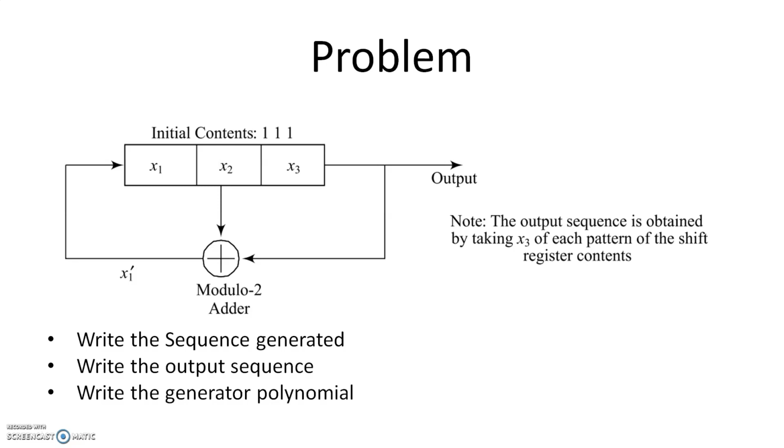The output is at the output of the third flip-flop. What is the data coming at the output of the third flip-flop? That is the output sequence. And write the generator polynomial also. What is the generator polynomial for this LFSR circuit? So please do that and submit it as an assignment.